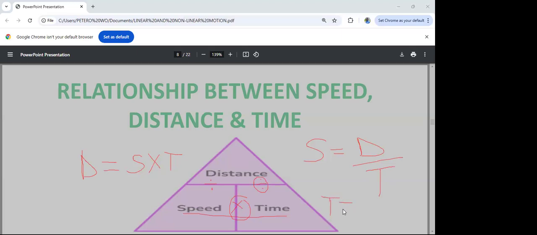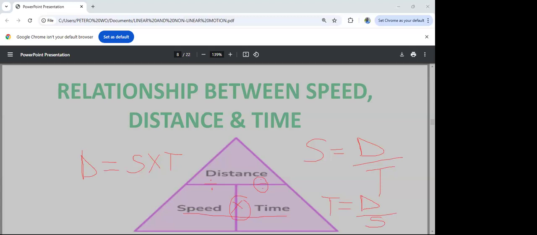So anyone who can tell us, if we make time the subject here, we set t, which is time, is equal to, what will it be equal to according to that triangle? What will it be equal to? Yes, Maria. Time will be equal to distance divided by speed.